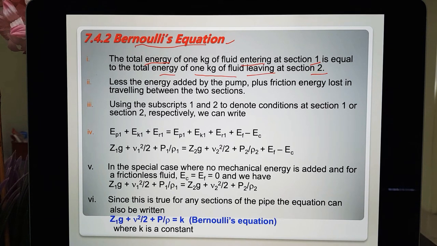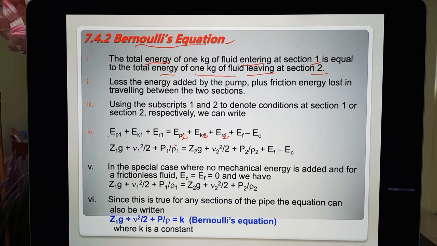So using the subscripts 1 and 2 to denote conditions at section 1 and section 2 respectively, we can write the energy balance for the fluid flow. This one is EP1 plus EK1 plus ER1 equals EP2 plus EK2 plus ER2, plus EF minus EC.